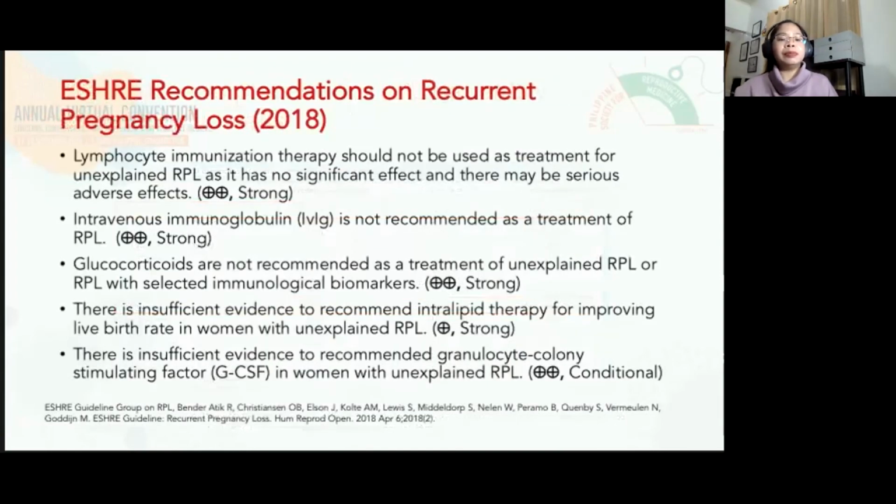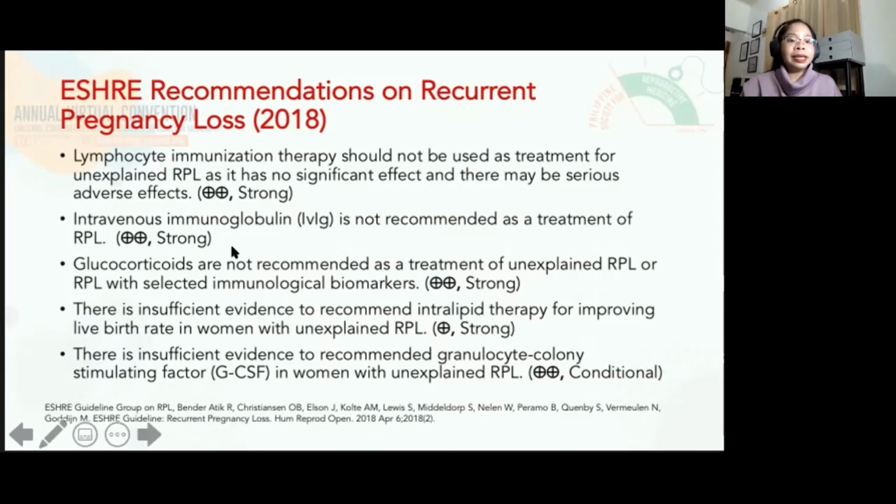Now let's look at some of the recommendations of international societies regarding immunotherapy. So let's first take a look at the ESHRE recommendations on recurrent pregnancy loss, specifically on immunotherapy. ESHRE recommends that lymphocyte immunization therapy should not be used as treatment for unexplained RPL as it has no significant effect and there may be serious adverse effects.